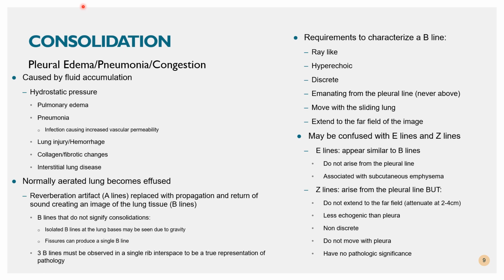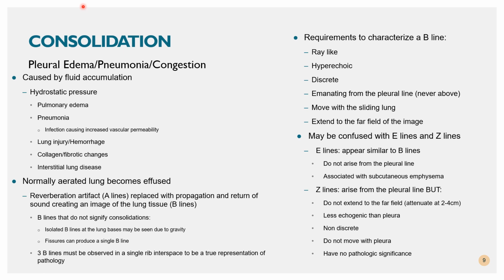So just make sure that an E line is going to have a very similar appearance, but these are going to arise from somewhere other than the pleural line. And these are associated with subcutaneous emphysema. If the patient has subcutaneous emphysema, the accuracy of your point-of-care ultrasound is going to be significantly reduced. You may have to go to a different imaging modality to identify what you're looking for.